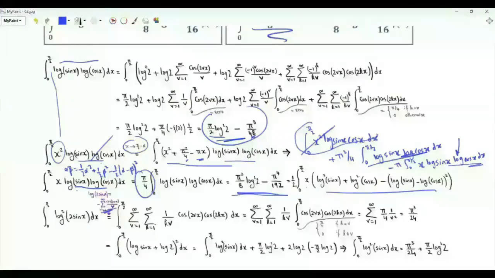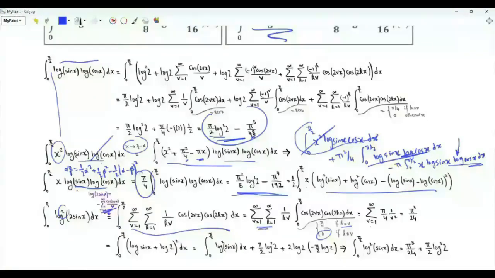So log 2 sine x is minus this summation. We need to square. We obtain this double sum. Integrating term by term, we need to evaluate the integral x from 0 to pi over 2 of cosine 2vx times cosine 2kx. k and v are positive integers. When k is not equal to v, this integral is 0. If k is equal to v, we get pi over 4.